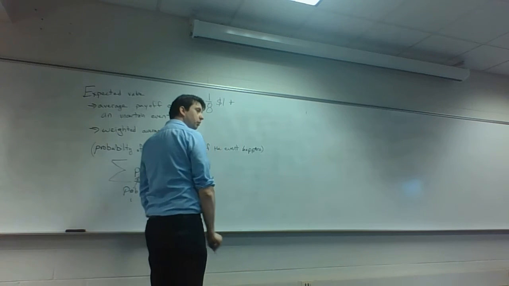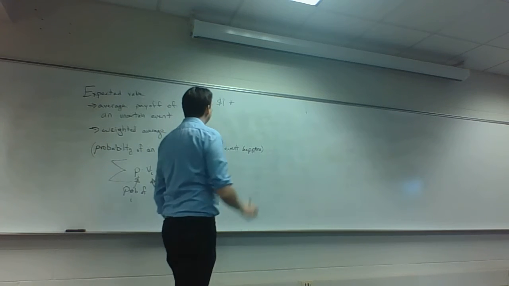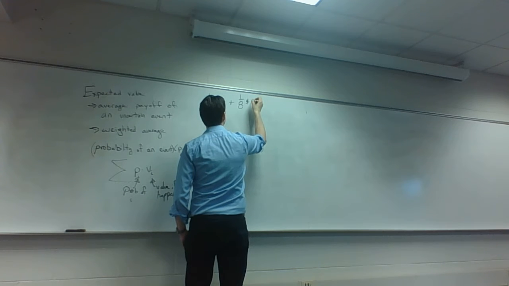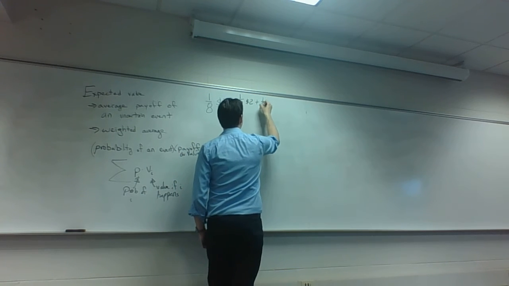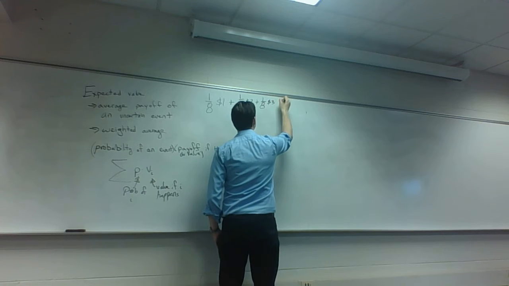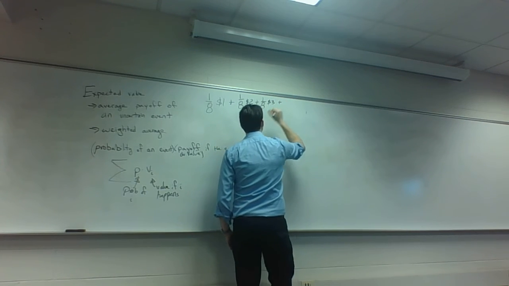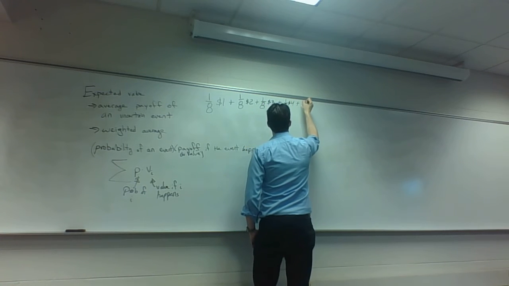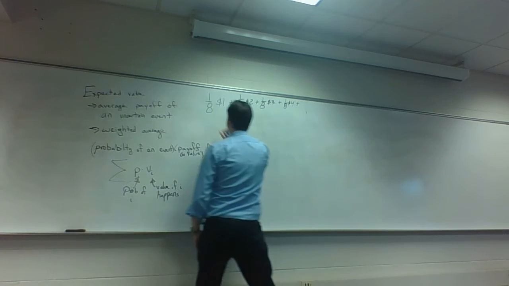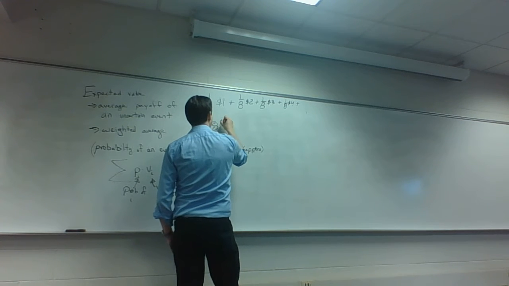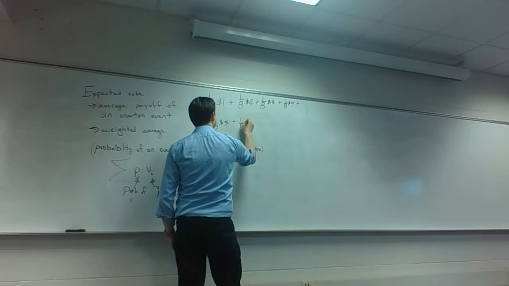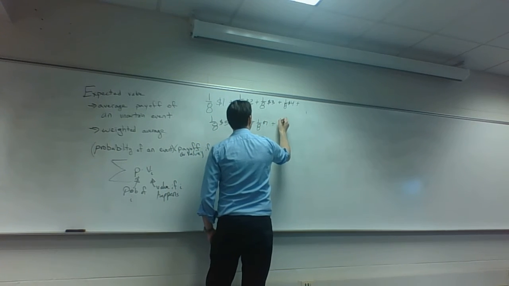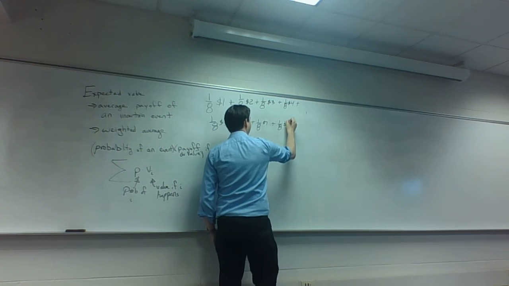What is your payoff? You gain $1. What is the chance of rolling a 2? And your payoff is now? $2. And we can just keep going, right? All of these sum products. So 1 out of 8 times 4, plus 1 out of 8 times 5, plus 1 out of 8 times 6, plus 1 out of 8 times 7, plus 1 out of 8 times 8.